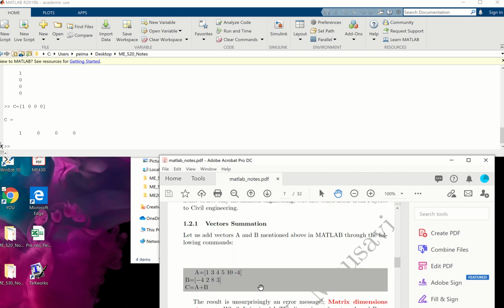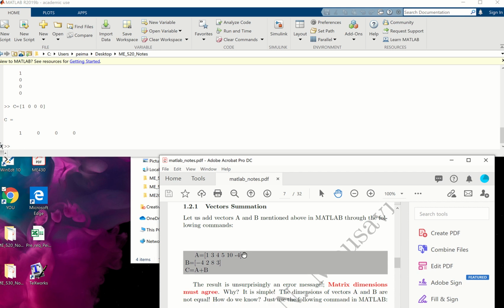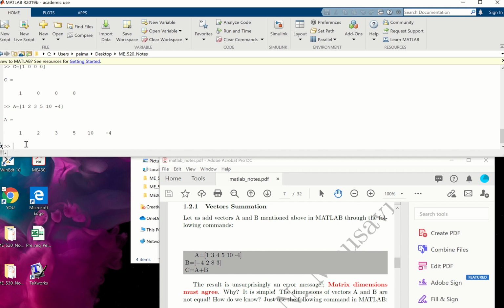As we had the summation of scalars, we have the summation of vectors. So let us add vectors A and B in MATLAB through the following commands. You don't need to type it exactly, because I already did it. Just push the up arrow. See? This is A that we already typed. Enter gives you this. And now B. Right? So this is B. Now if I say C is equal to A plus B, what do you expect to see?